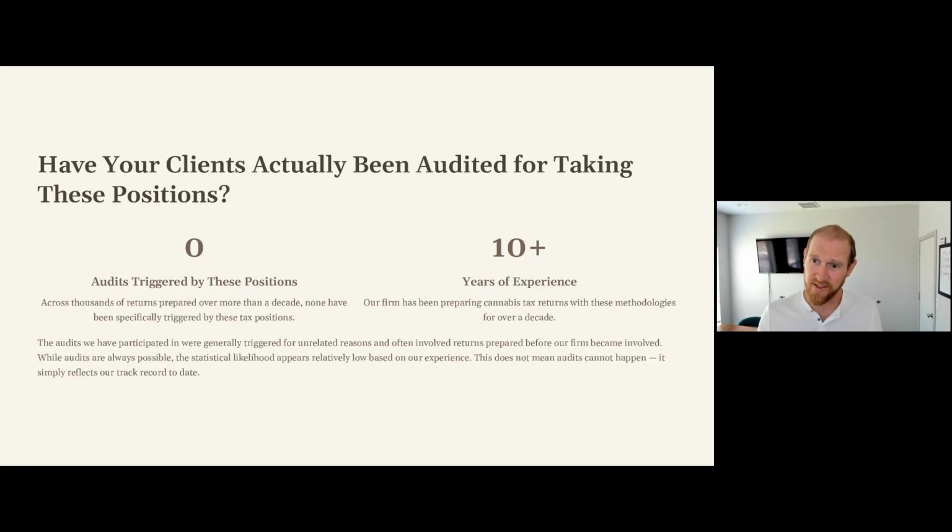Audits. So far, no audits. I've been doing these cannabis returns. I've been niching in the cannabis industry for over 10 years, and we have not had a single audit based on these positions so far.